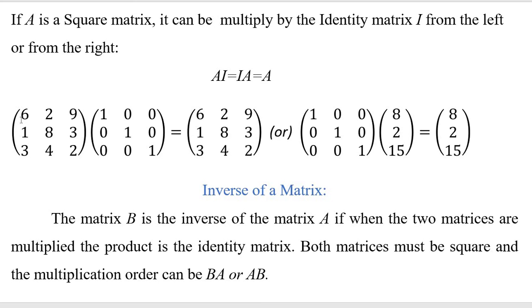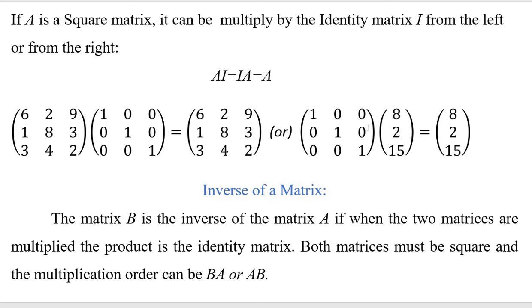What is A here? A is a 3 by 3 matrix: the first row 6, 2, 9, second row 1, 8, 3, third row 3, 4, 2. The identity matrix is 1, 0, 0, 0, 1, 0, 0, 0, 1. Now we multiply these two, and you get the A matrix again. So like that, I star A, where I is 3 cross 3, and A is 3 cross 1.